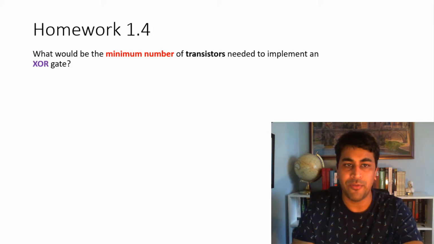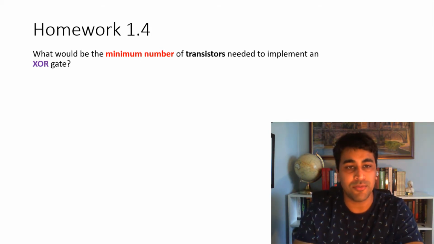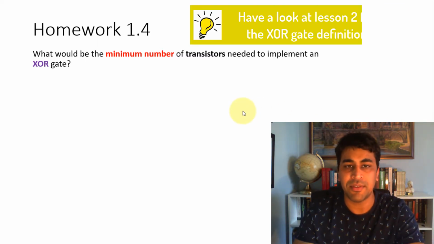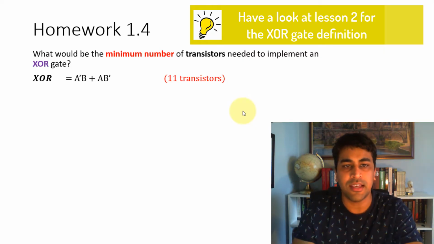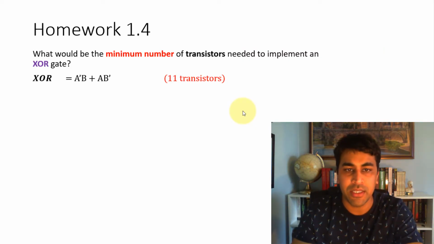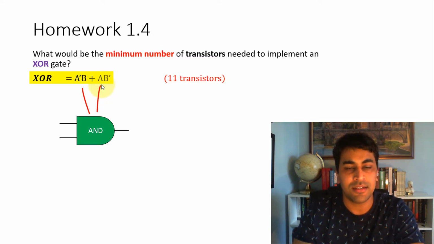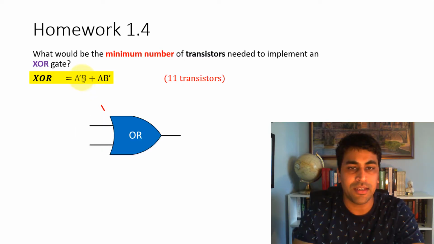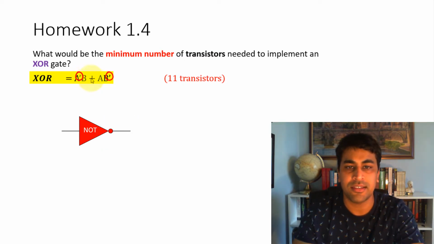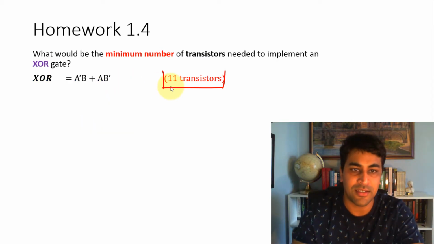In homework problem 1.4, I asked you for the minimum number of transistors needed to implement an exclusive OR gate. Well, let's look at the definition for the exclusive OR gate. From the previous lessons, you found that the exclusive OR gate can be represented by the Boolean expression A'B or AB'. If we use this Boolean expression for the exclusive OR gate, we can implement it using 6 transistors for the two AND gates, 3 transistors for the OR gate, and 2 transistors for the NOT gates. So we would need 11 transistors in total.